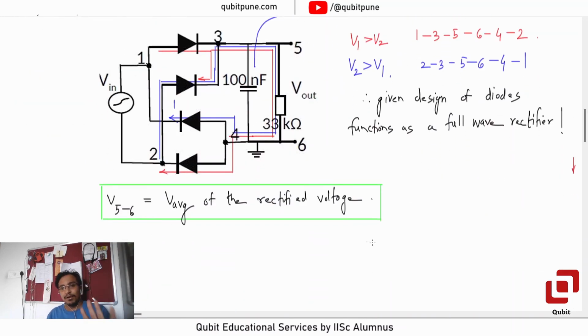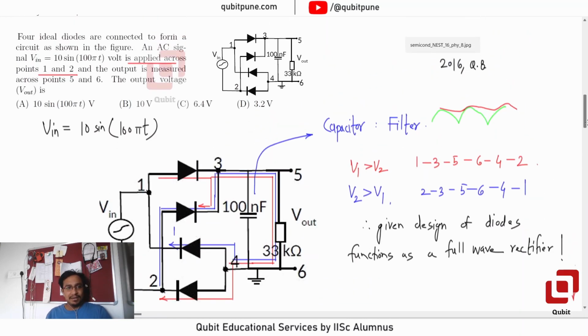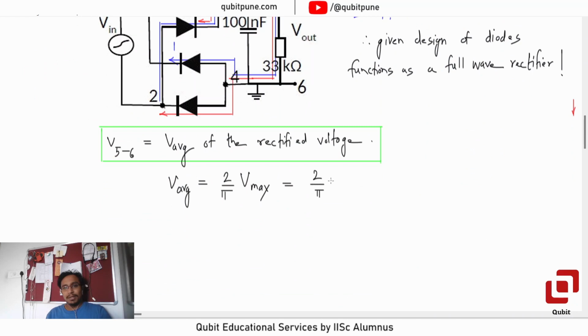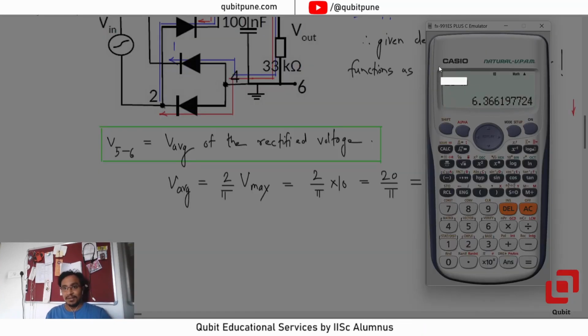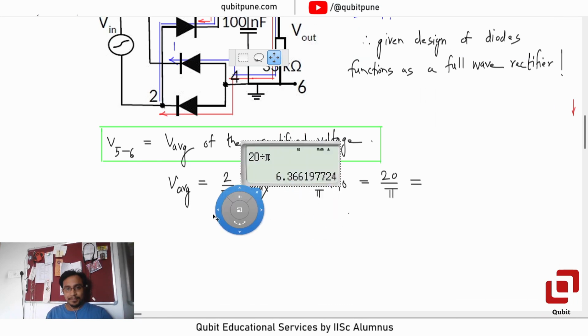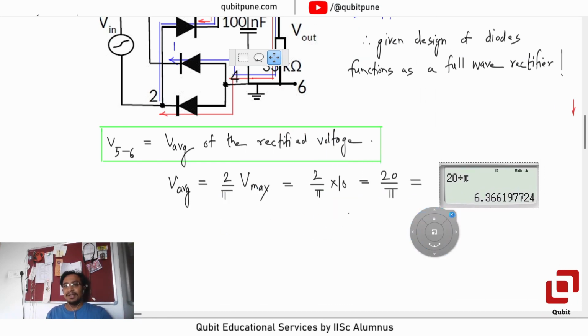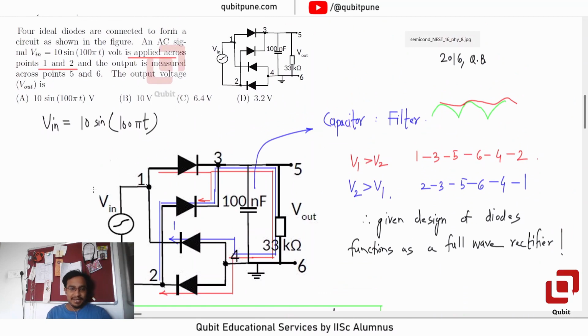Now, if you are happy with the formula, then that V average is 2 by pi times V max, and that V max is 10. So it will be 2 by pi into 10 volts, so that's 20 by pi. That's approximately 6, slightly greater than that, 6.36. Okay, 6.366. So that's option C.